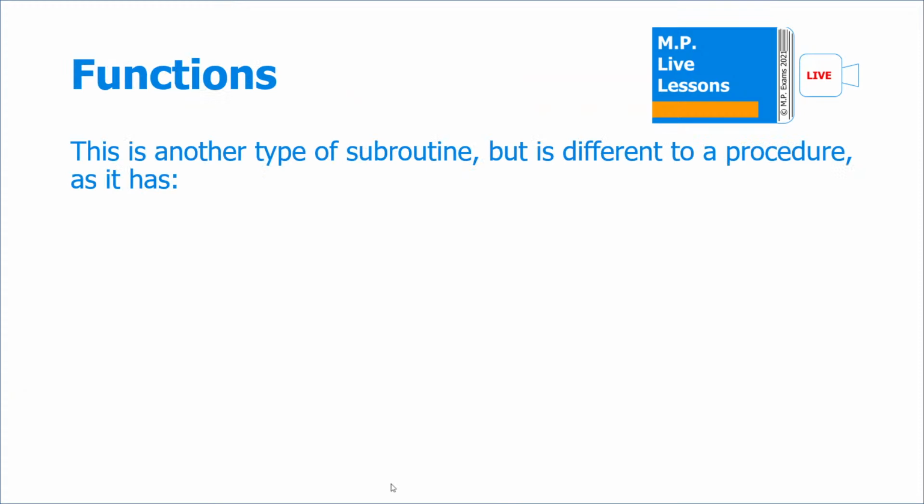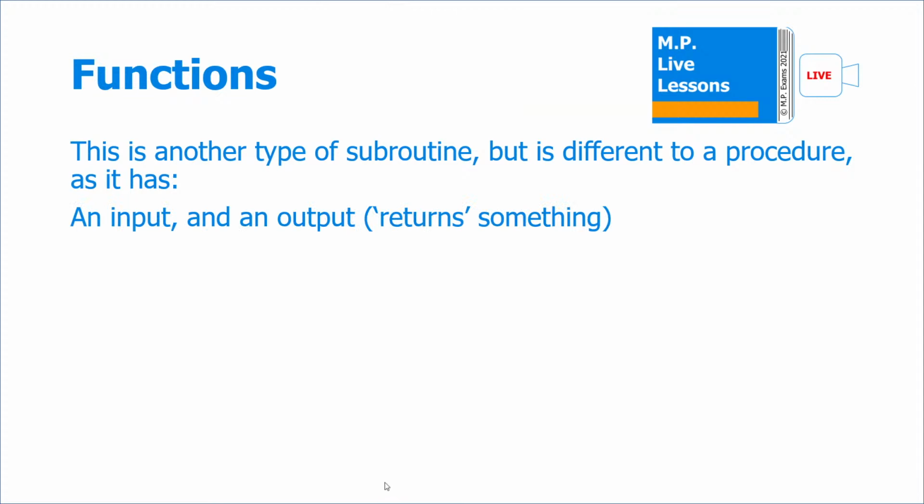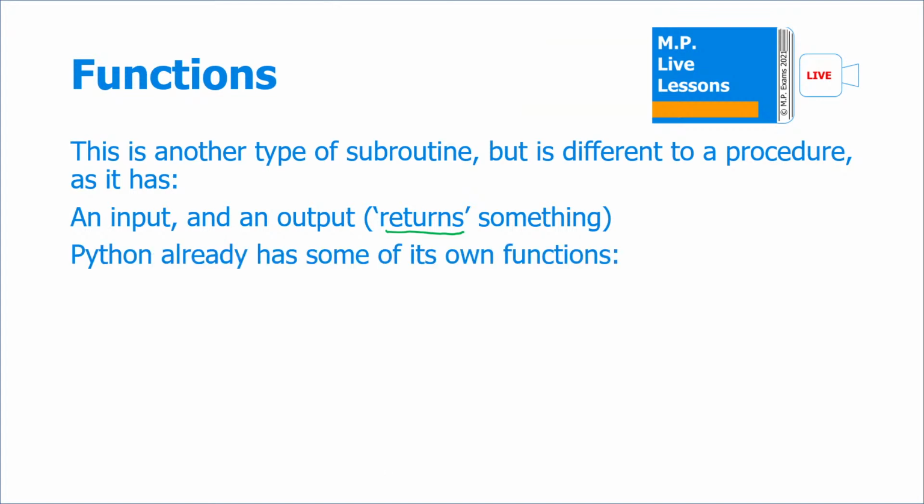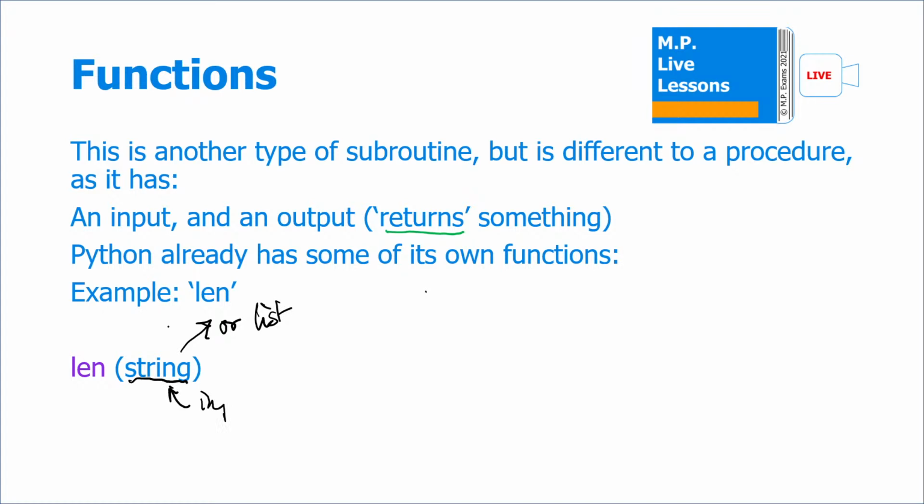Next, we look at functions, which I mentioned. It's different to a procedure because now it has an input and an output, so it will return something. Now return is actually a keyword in Python, and it's often highlighted in orange. Python already has some of its own functions, such as the length function. This figures out the length of a string or a list. So this here is also our input and a parameter.